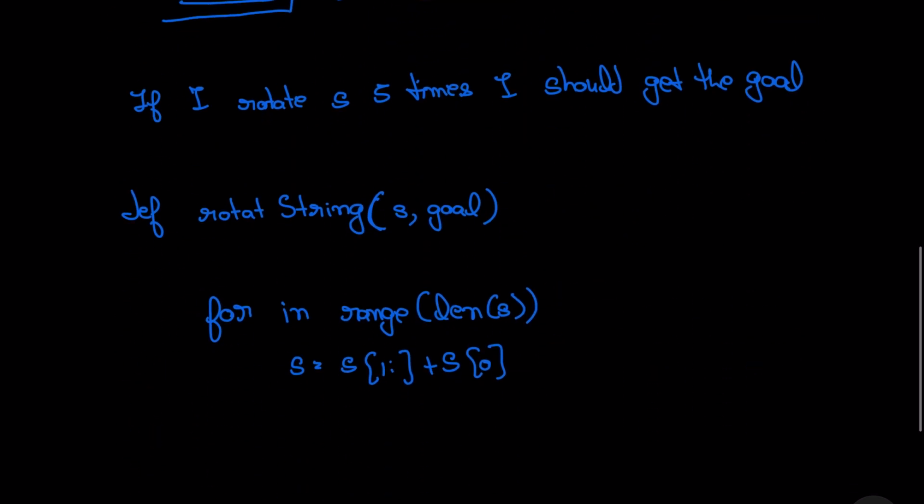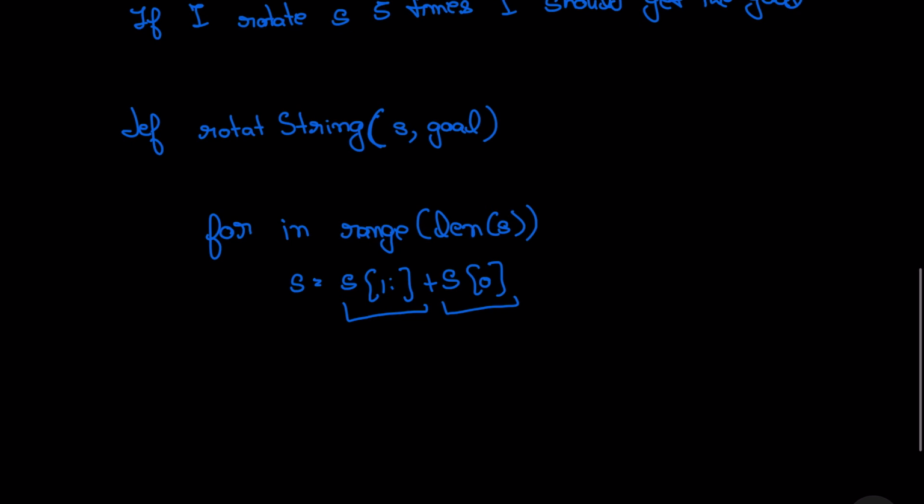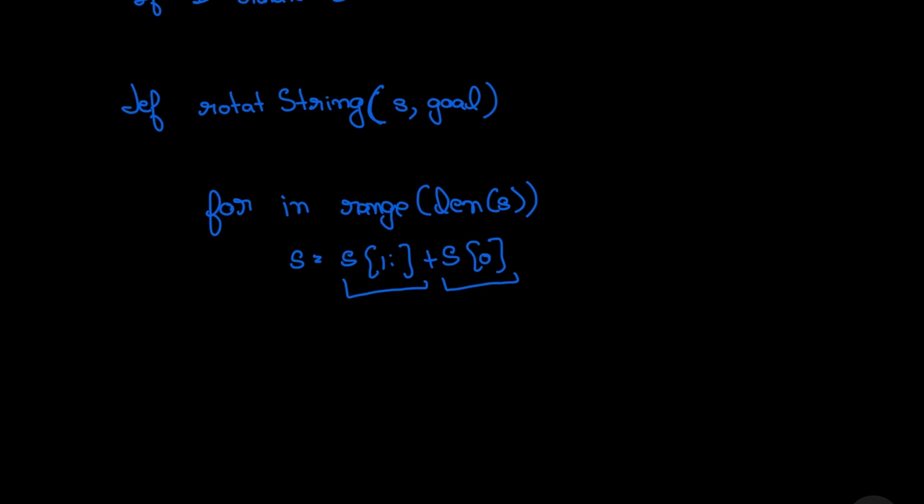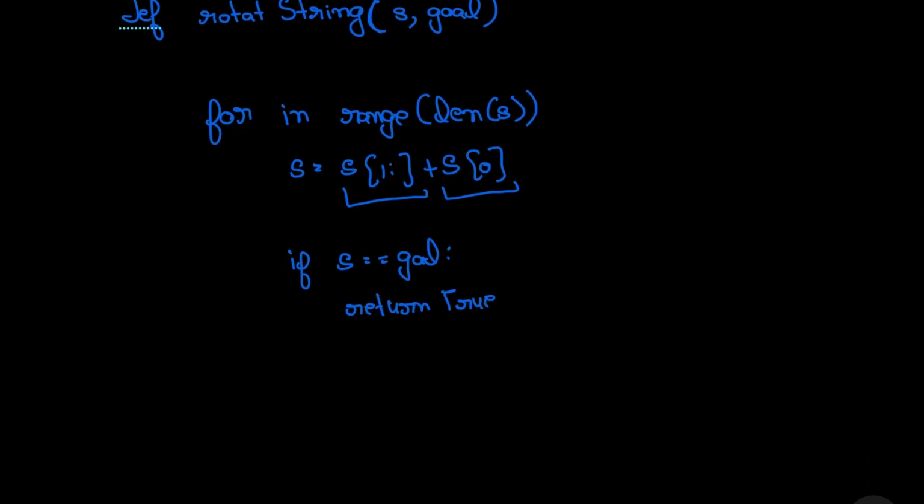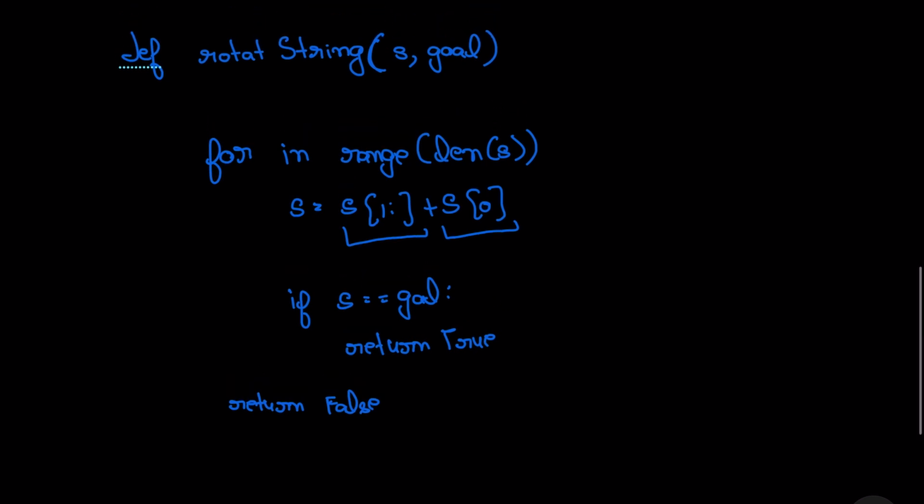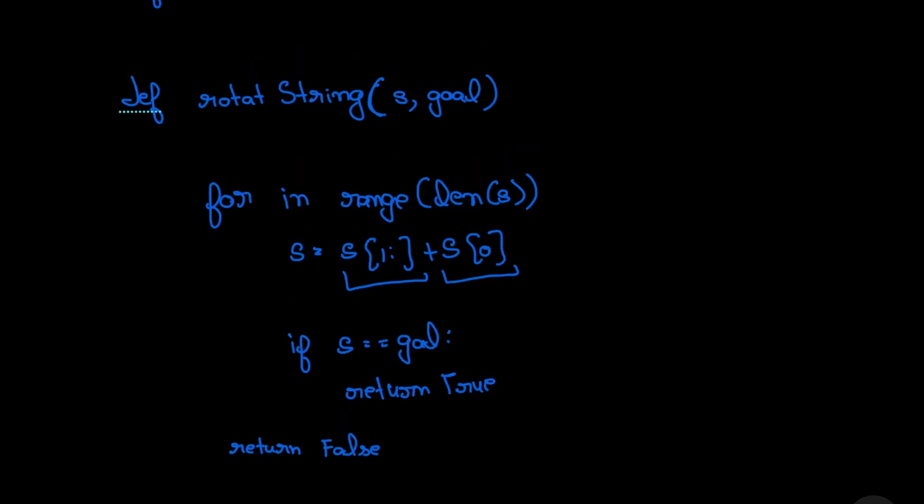With every rotation, the entire string remains the same starting from the index 1, and at the end of it we add the 0th index value. So in every iteration we are rotating this value. Now every time we perform this rotation we will check if S is equal to the goal. We will just return true at that point in time. If this is not done, we will return false. Once we have rotated the number of times we want and we do not see this happening, we will just return false.